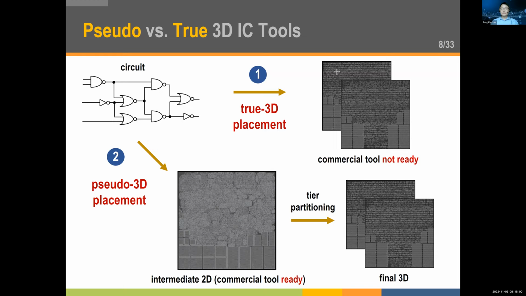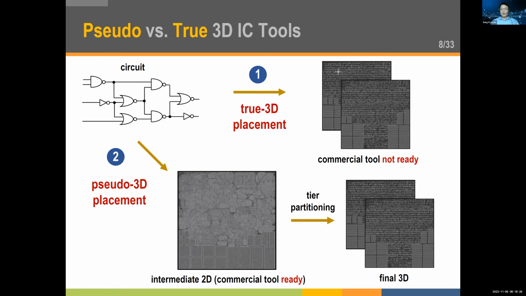And once you're done with placement, you route these gates using double the metal stack. That is in fact the right way to do this. But the commercial tool is not ready yet. It's hard to do. There are a lot of things you need to worry about during 3D placement, 3D routing, and 3D timing closure.